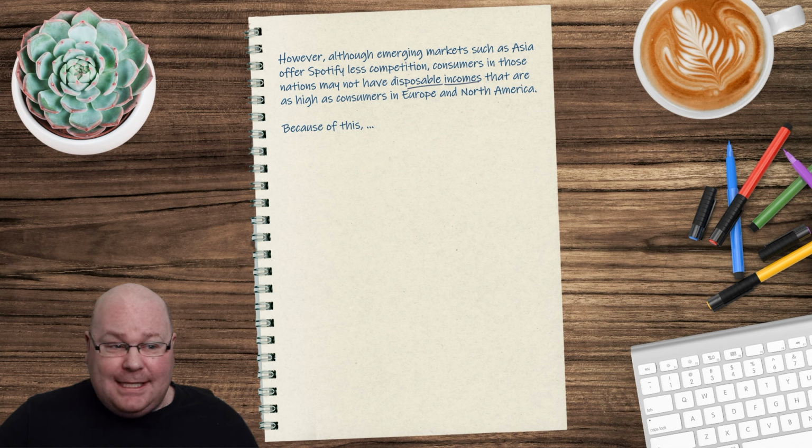Then we go into the limitations. We could say, however, although emerging markets such as Asia offer Spotify less competition, consumers in those nations may not have the disposable incomes that are as high as consumers in Europe and North America. So yes, these emerging markets might be huge. They might have huge growth potential. They might have really large populations. But do they have disposable incomes that are as high as consumers in other parts of the world? So it's a limitation that Spotify need to be aware of if they're going to go for that strategy.